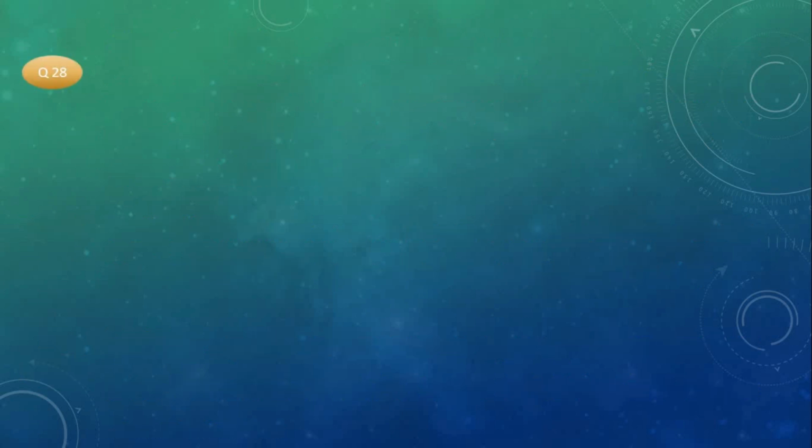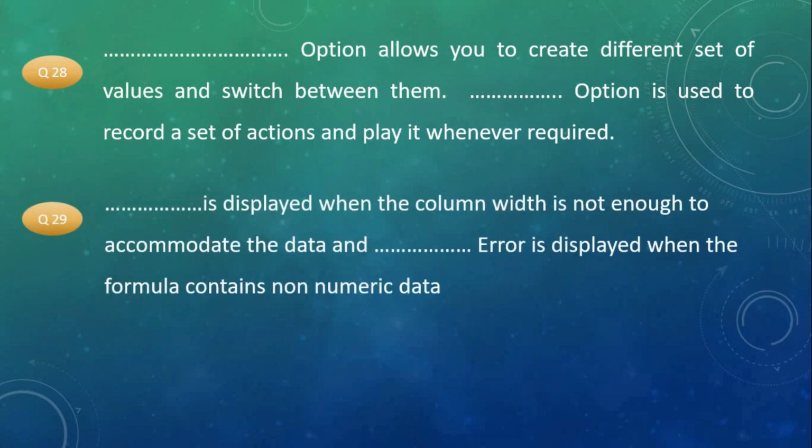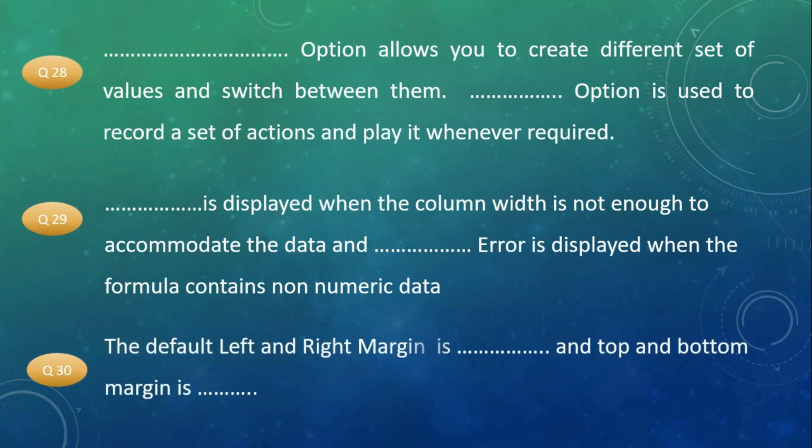Next set of questions. Dash option allows you to create different sets of values and switch between them, and dash option is used to record a set of actions and play it whenever required. Dash is displayed when the column width is not enough to accommodate the data, and dash error is displayed when the formula contains non-numeric data. The last question. The default left and right margin is dash, and top and bottom margin is dash.